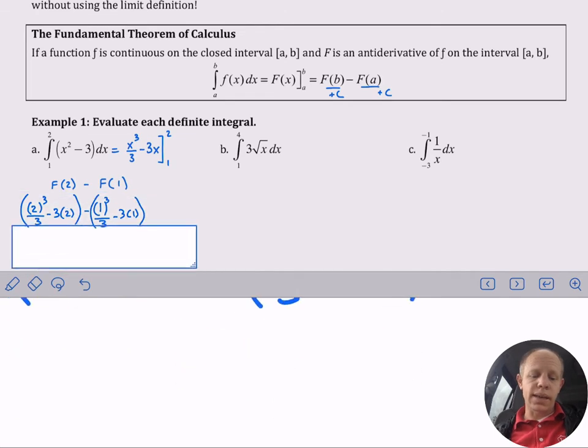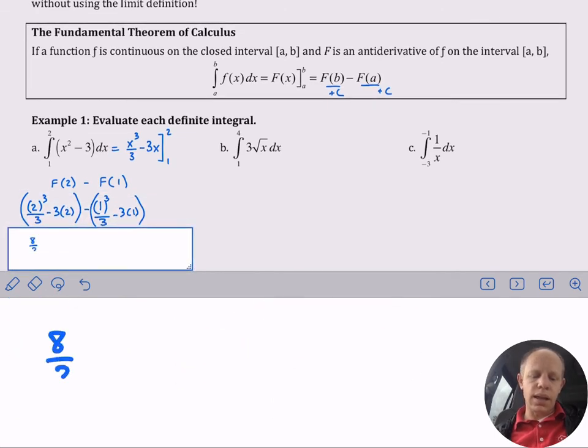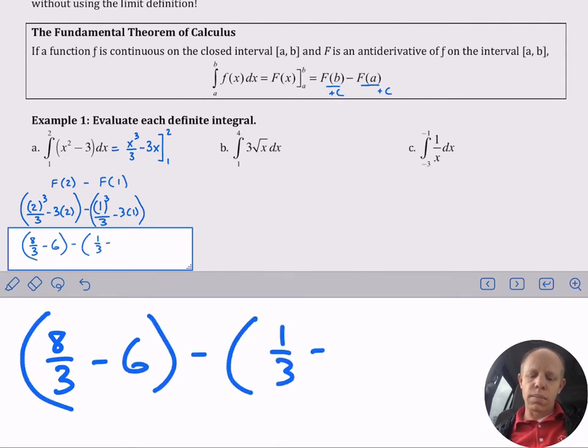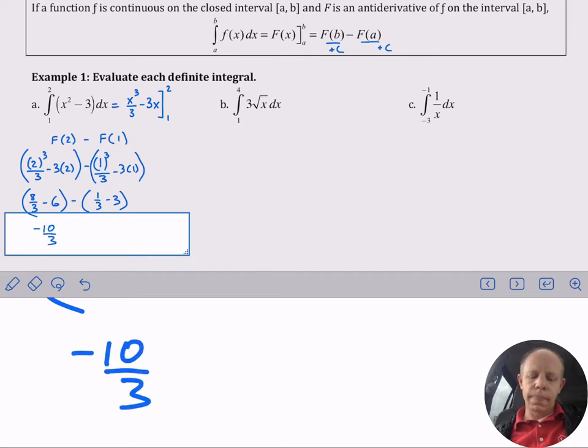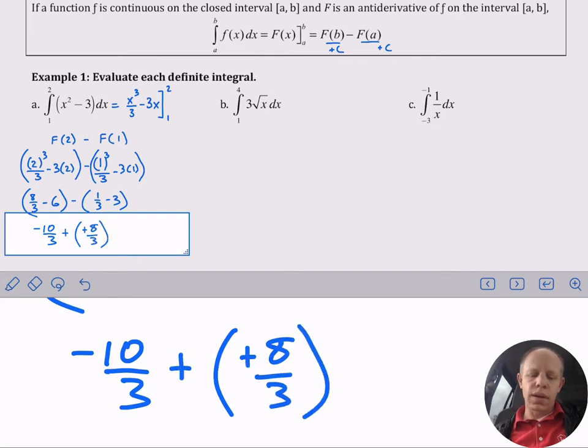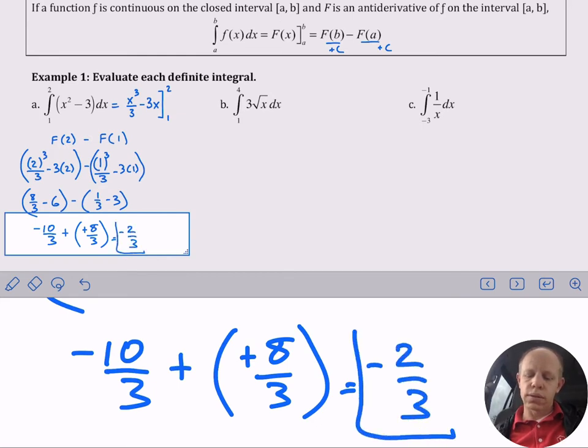All right, now we just need to calculate this here. So we have 8/3 minus 6, and then minus 1/3 minus 3. All right, 6 we could think of as 18/3, so we have negative 10/3 here. And then 1/3 minus 3, 3 we can think of as 9/3, so 1 minus 9 is negative 8/3. We'll distribute the negative and be left with negative 10/3 plus 8/3 is negative 2/3. So that's how to use the fundamental theorem of calculus to calculate these definite integrals.